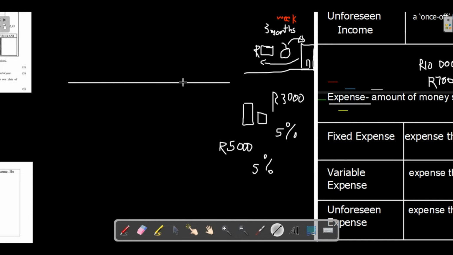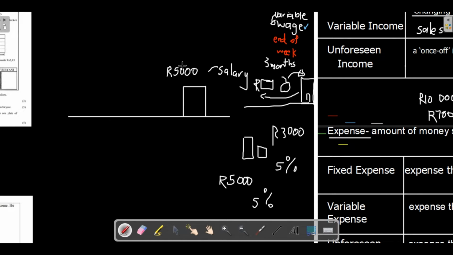Let's say you are employed at a particular company and you get paid a constant salary. Let's say that constant salary they pay you is 5,000 rands. If the company pays you this salary, what type of income would this qualify as? This would qualify as fixed income.